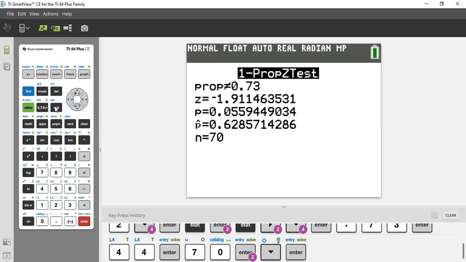So this is how you can use a TI-83 or a TI-84 calculator to help you do hypothesis testing on proportions.